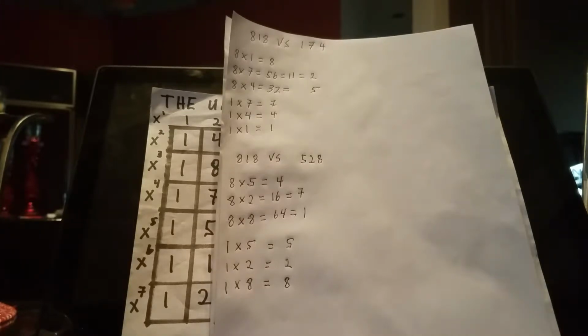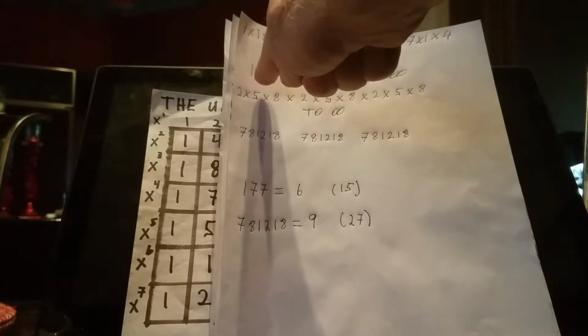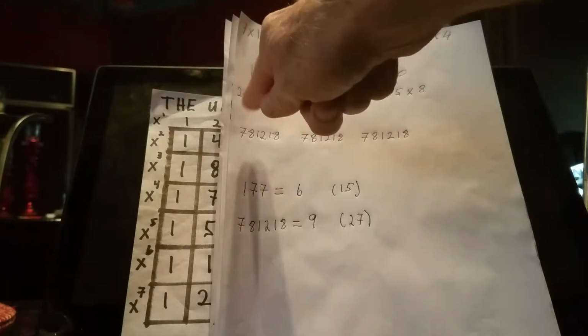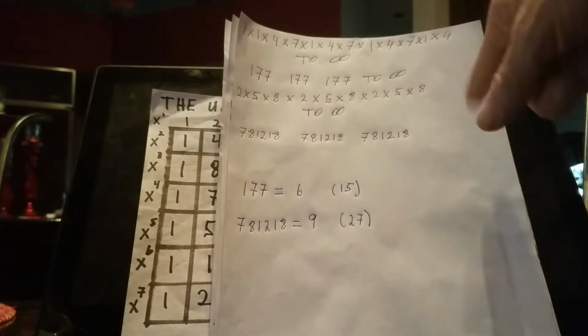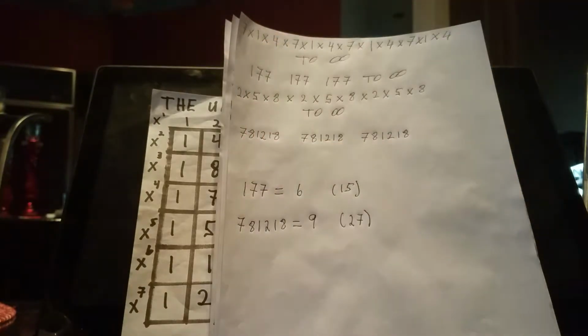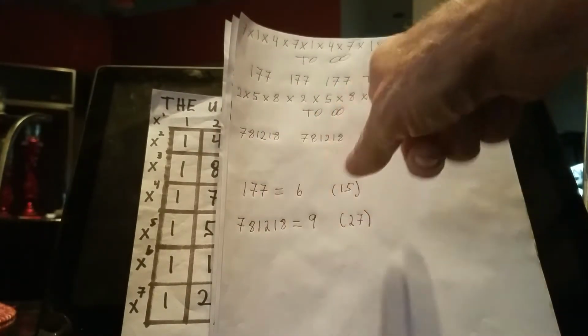Now what happens when we take these numbers and we multiply 7 times 1 times 4, 7 times 1 times 4, and so on? We get a sequence which is repeating of 177, 177 to infinity. What if we do 2 times 5 times 8 times 2 times 5 times 8 and so on? We're going to get 781, 218 to infinity. So 177 is a 6. 781, 218 is a 9.